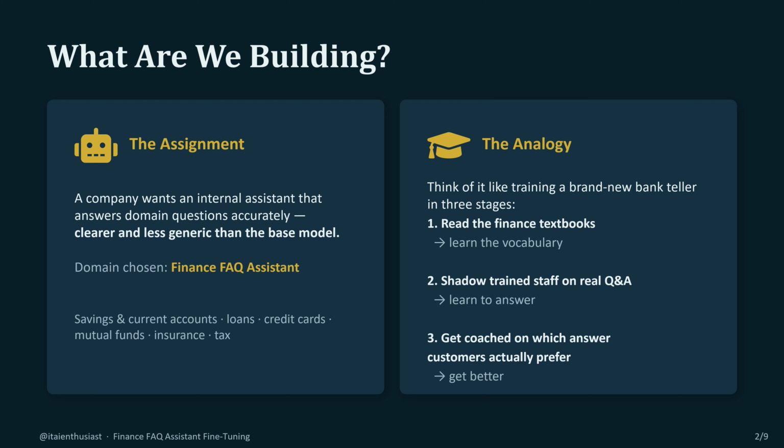Here is the analogy I'll keep coming back to. Training this model is like training a brand new bank teller in three stages. First, they read the textbooks to pick up vocabulary. Then they shadow trained staff answering real customer questions. Then they get coached on which of two answers a customer would actually prefer.